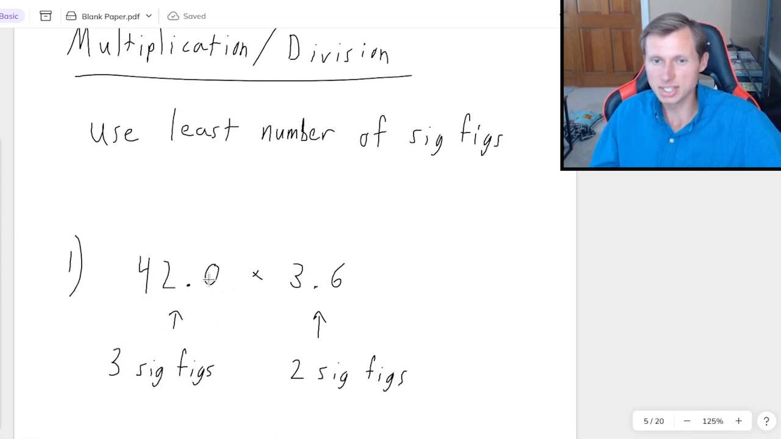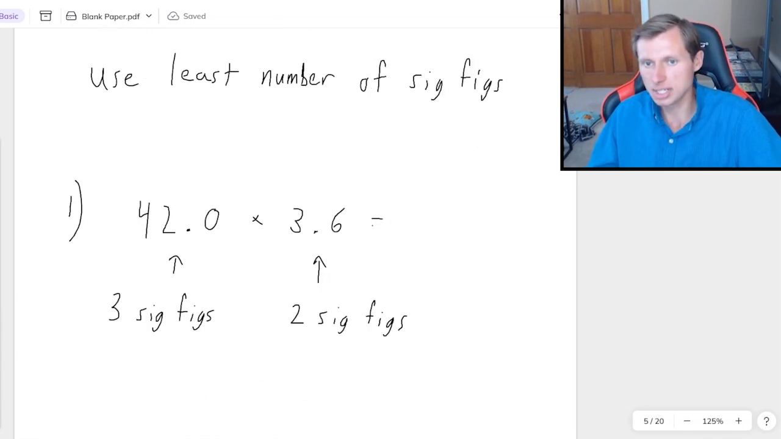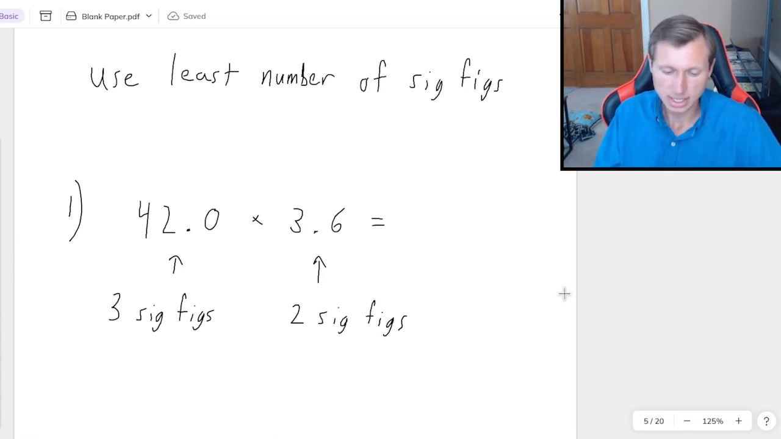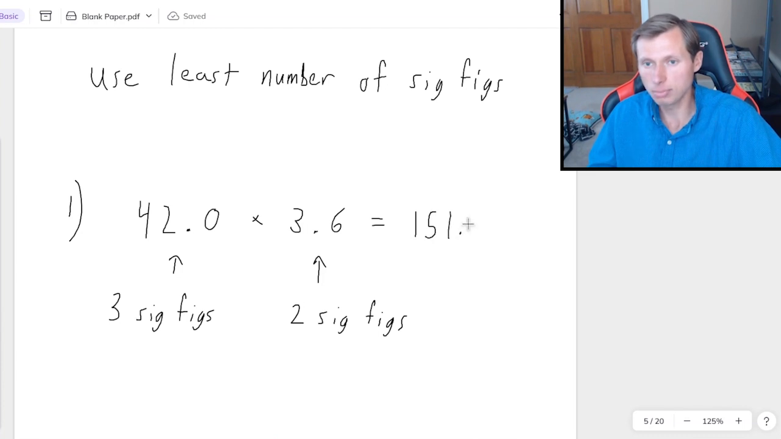And the reason why is that the 0 comes after the decimal point, so I do count it. In other words, my final answer has to have the least number of sig figs, so it has to be 2. When I plug 42.0 times 3.6 into my calculator, I'm going to get 151.2, but I have to round this answer to only 2 sig figs, and it has to be the first 2 sig figs. So in other words, that's the 1 and the 5, not the 1 here.